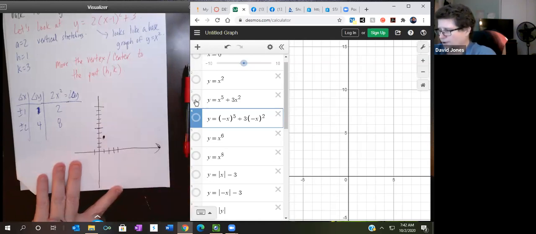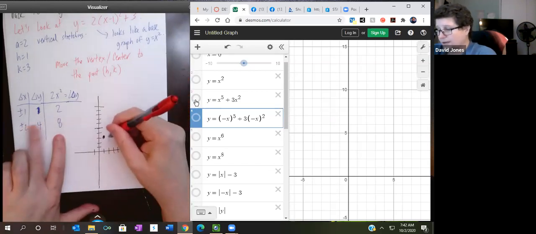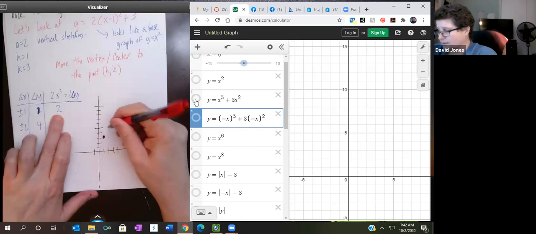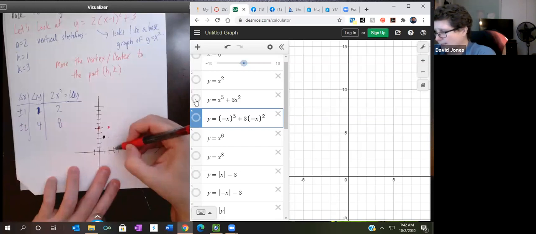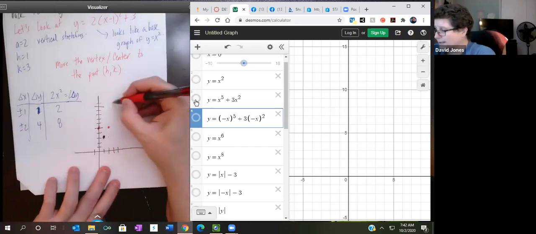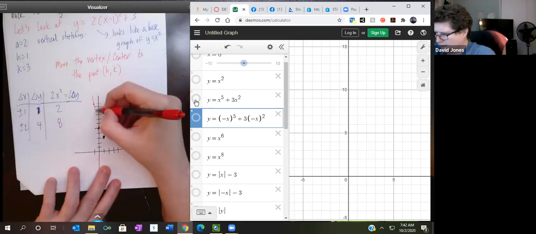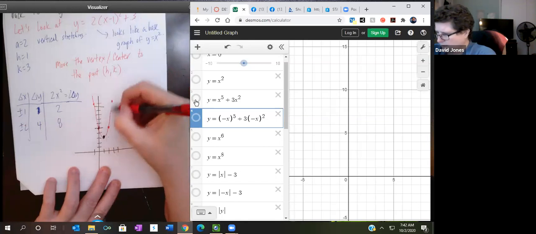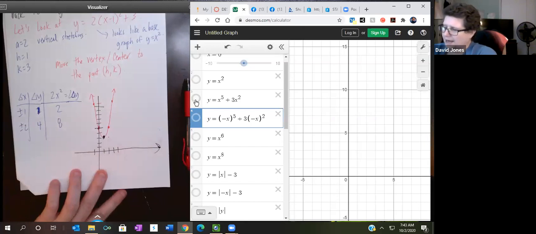And then I'm going to go left or right 1, and up, not 1, but 2. And left or right 2, and up 8. There's a line there. So shift the graph over to HK, and then deal with the A and the B.